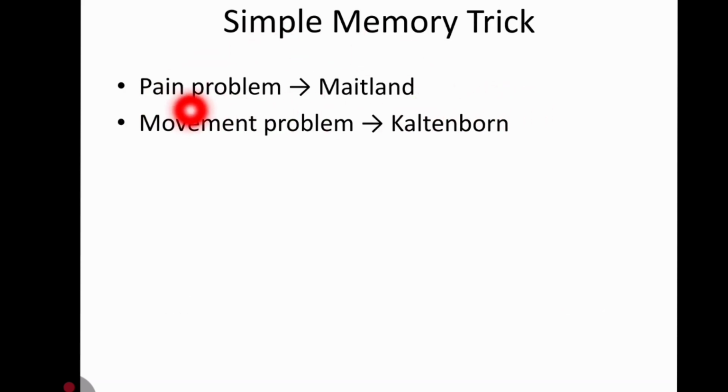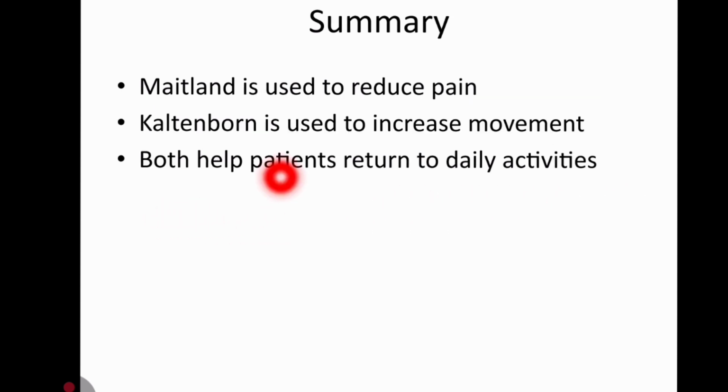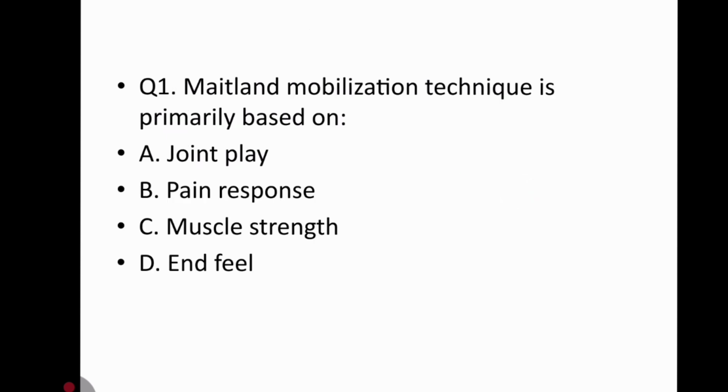Simple memory trick: pain problem, we'll use Maitland. Movement problem, we'll use Kaltenborn. So how to explain to a patient if you are doing Maitland or Kaltenborn techniques on them? For Maitland, you will tell them, I am gently moving your joint to reduce pain. For Kaltenborn, I am gently opening your joint to improve movement. Simple. So the summary is Maitland is used to reduce pain, Kaltenborn is used to increase movement. Both help patients to return to daily activities.